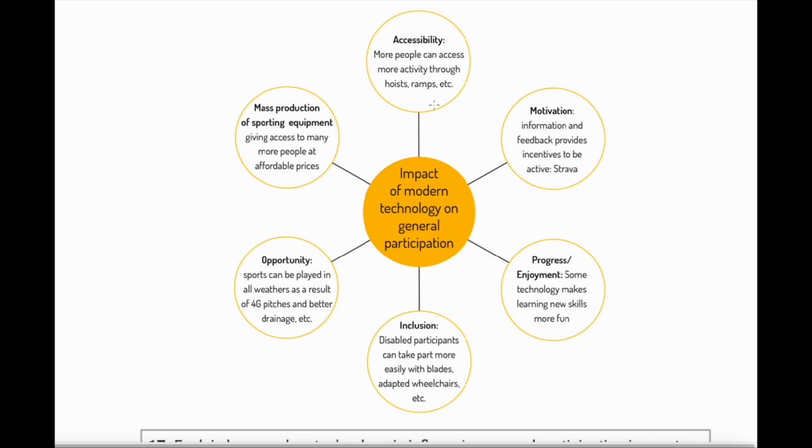What have we got here? Look at the highlighted terms, the bold terms. Accessibility: more people can access sport through hoist ramps. That's literally about accessibility into buildings, facilities, swimming pools, second floors, first floors, lifts, all kinds of stuff like that. Motivation: information and feedback provides incentives.